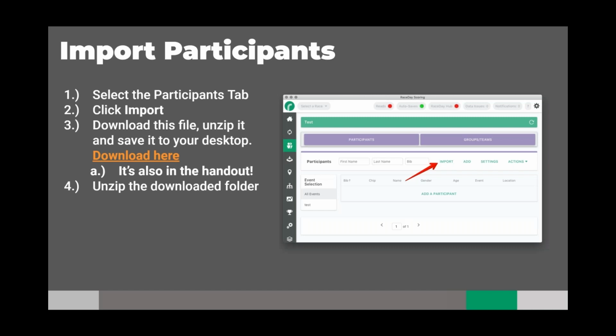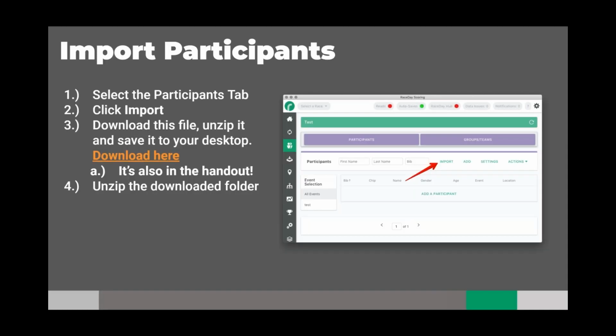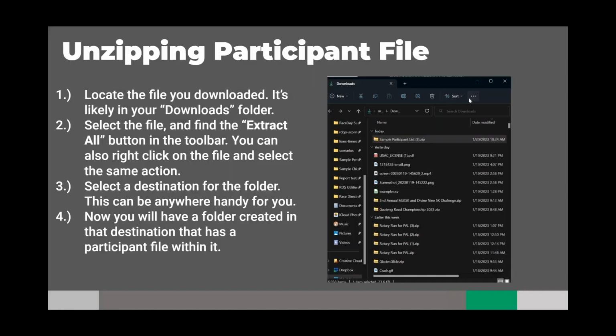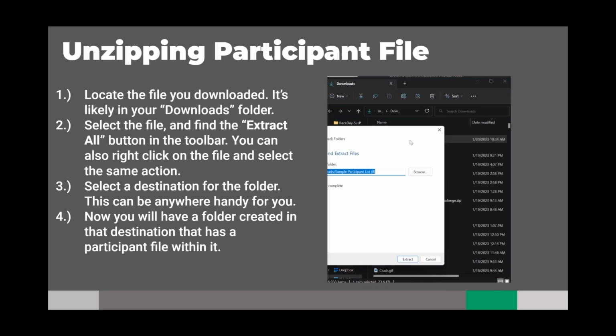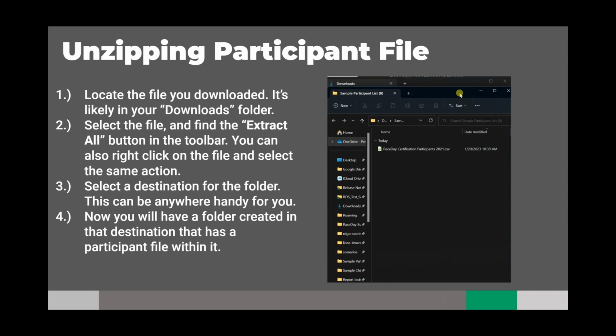Moving on, we're going to go to the participants tab. You'll see on the left here the home icon, the sync icon, and then the little people icon. That's what we're going to select, the third icon down. In this area, there's a toolbar. Select import, and then you'll be selecting that file that you grabbed from this handout.